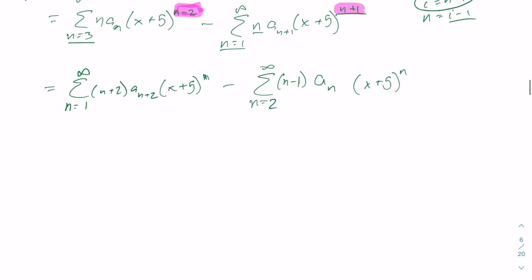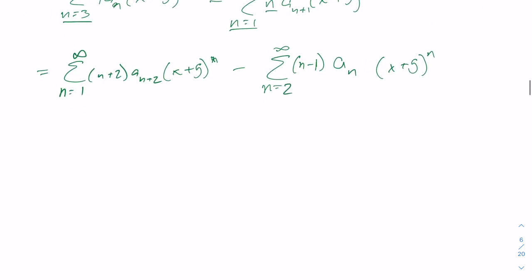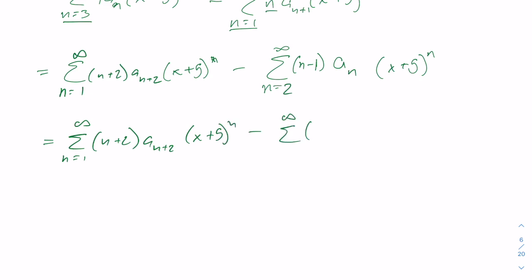All right. So, can I add these together yet? And the answer is no. This one has an extra term in it. Now, on this one, I actually get to cheat a little bit here. So, watch this. n equals 1 to infinity of n plus 2, a sub n plus 2, x plus 5 to the n, minus the sum, I'll leave that blank for a second, n minus 1, a sub n, x plus 5 to the n.